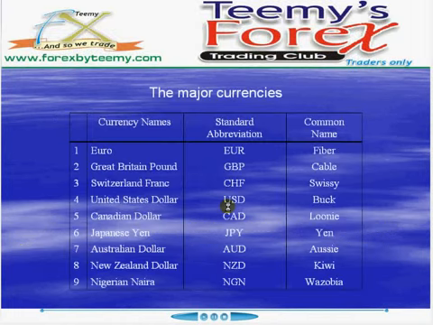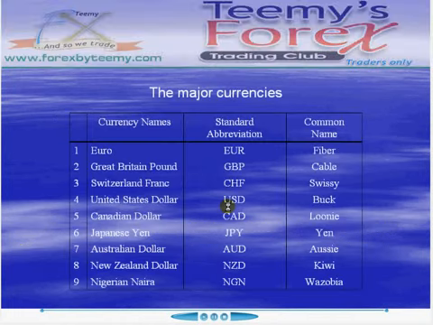Now let's take on the major currencies that are traded on the forex market. On this line we have the euro and its standard abbreviation. Please get used to the standard abbreviations, because that's what we'll be using throughout the whole course. The common name, the nickname of the euro, is the fiber. The Great Britain pound, GBP, is given the nickname cable. The Switzerland franc, Swissy. The United States dollar, buck.